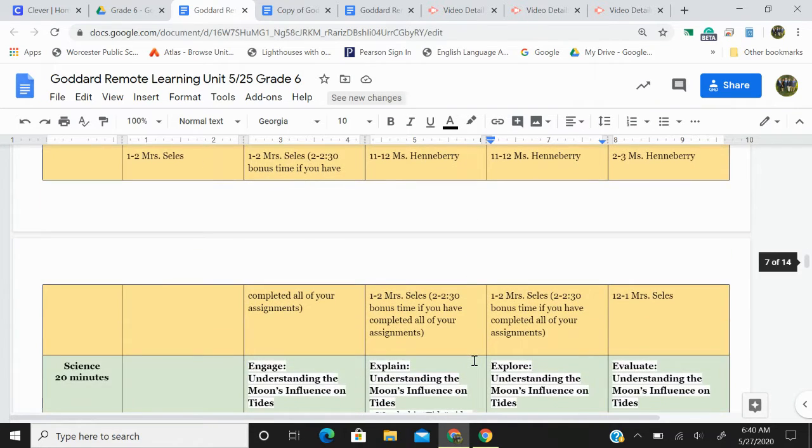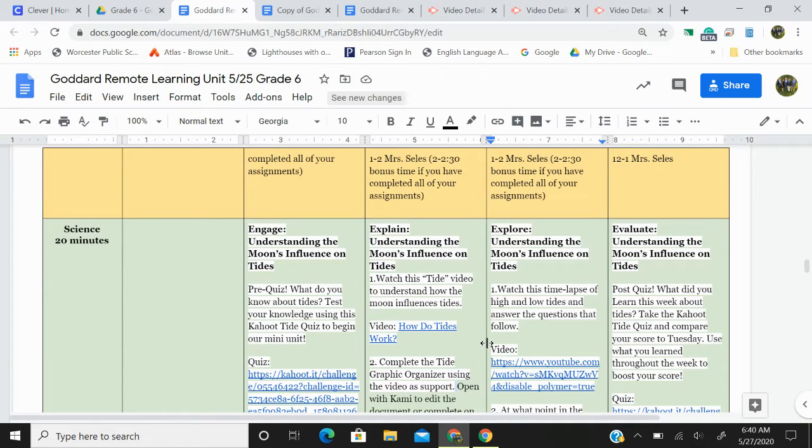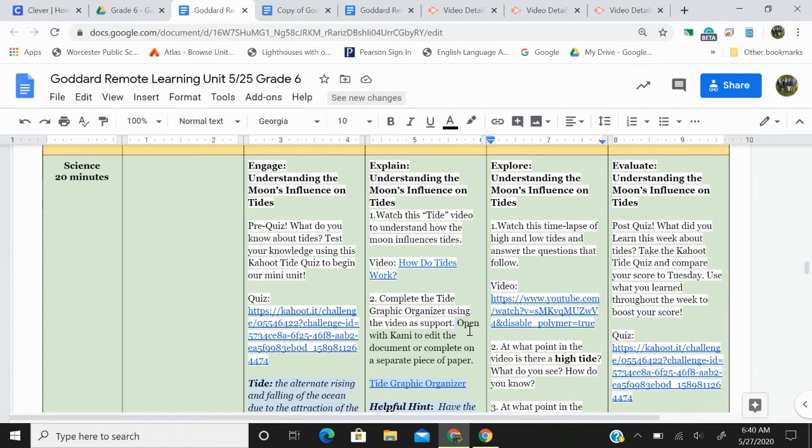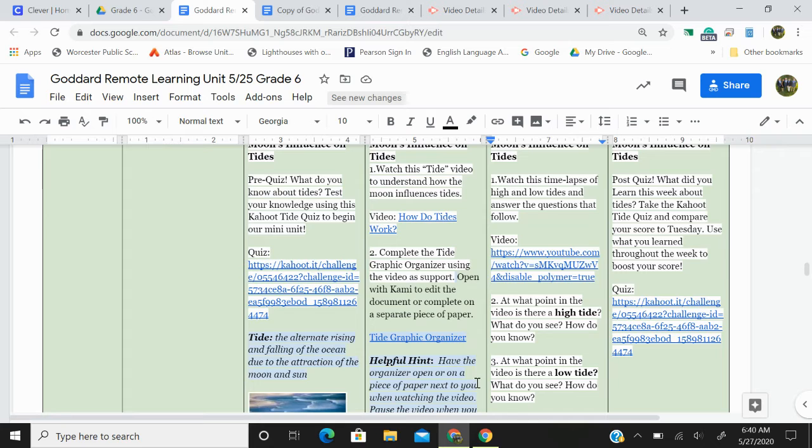There's the meeting schedule. In science, today you're going to explain understanding the moon's influence on tides. 1. Watch this tide video to understand how the moon influences tides. 2. Complete the tide graphic organizer using the video as support. Open with Kami to edit the document or complete on a separate piece of paper. And there's your link for the organizer.